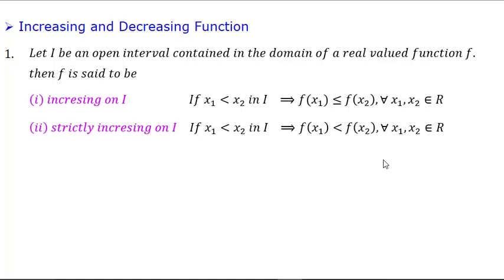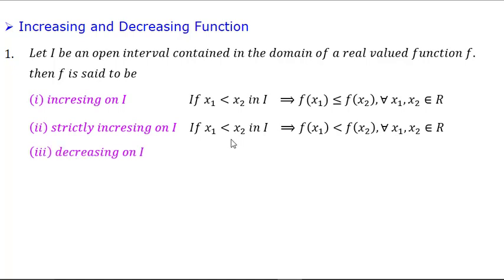Now you can easily figure out the difference between the first point and the second point. First is for an increasing function, second is for a strictly increasing function. For a strictly increasing function, when x1 is less than x2, then f of x1 is definitely less than f of x2. It is never equal to f of x2. In the first case, it may be equal to f of x2 also at some times. But for strictly increasing, it is always f of x1 less than f of x2 whenever x1 is less than x2.